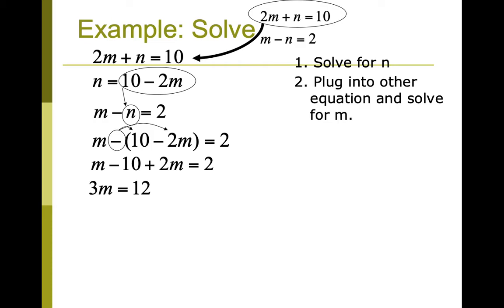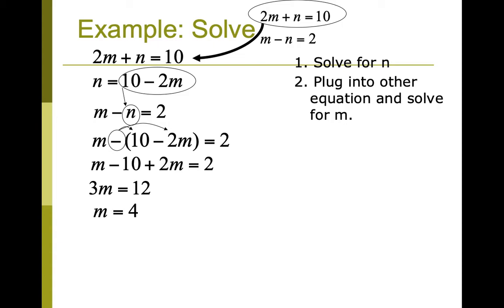So 3m equals 12. Because what we've done is we've added the 10 to both sides to get rid of the 10. And we've said m plus 2m. So that's 3m equals 12. Now we just divide both sides by 3. And we get 4 as an answer.